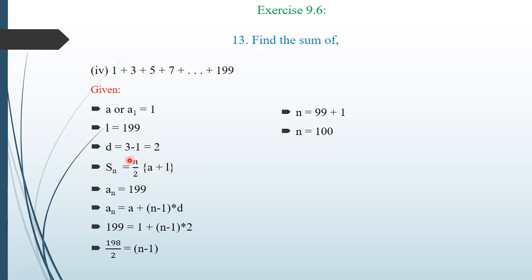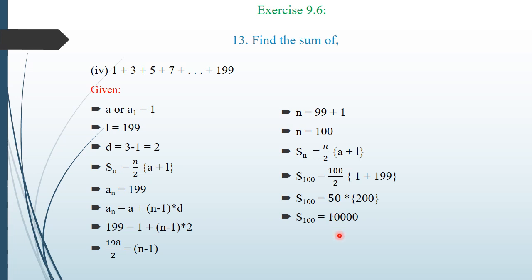Now we know all the terms present in this formula, so substituting all of them here, that is Sn equal to n by 2 into a plus l, where I substitute all the known values, that is 100 by 2 into 1 plus 199. Now simplifying this further, 100 divided by 2 is 50, 199 plus 1 is 200. That is, the sum of 100 terms of this sequence is going to give me 10000. That is nothing but 10,000.